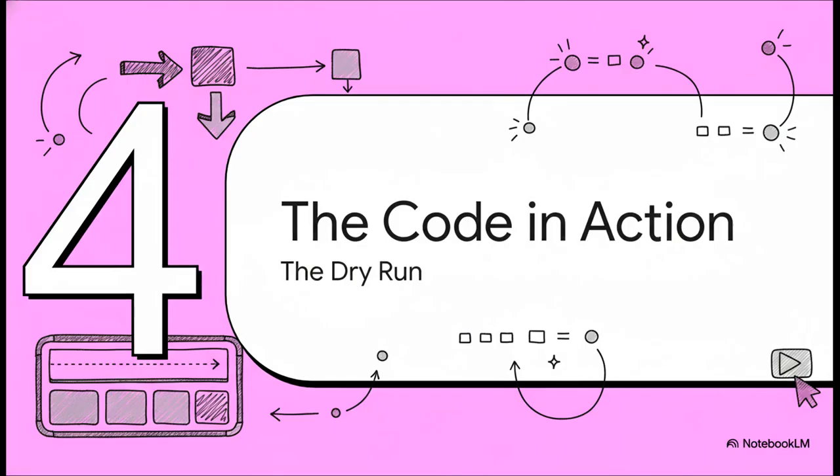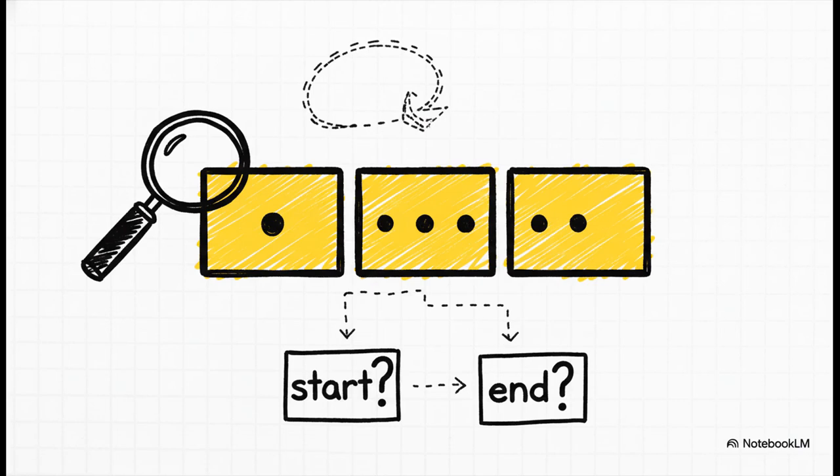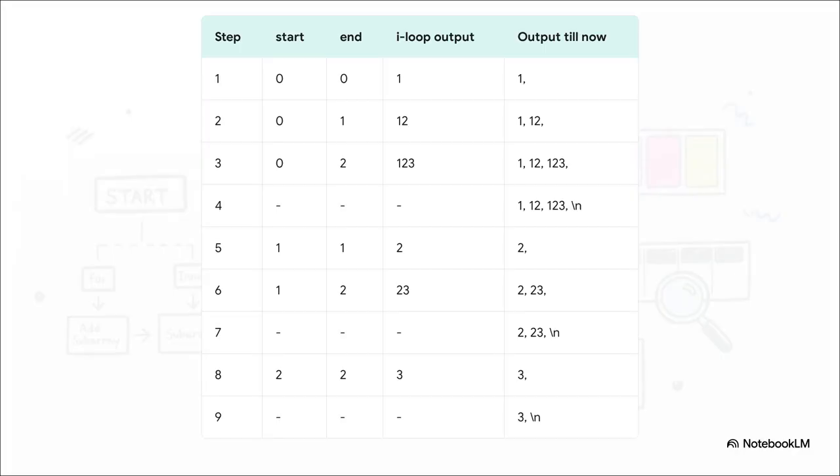Theory is great, but seeing it work is where the magic really happens. So now we're going to do a dry run. We'll trace the code's path step by step. I'm telling you, this is where it's all going to come together. We're going to use our trusty example array, 1, 2, 3, to follow the code's every move. Okay, let's trace this thing. Keep your eyes on the table.